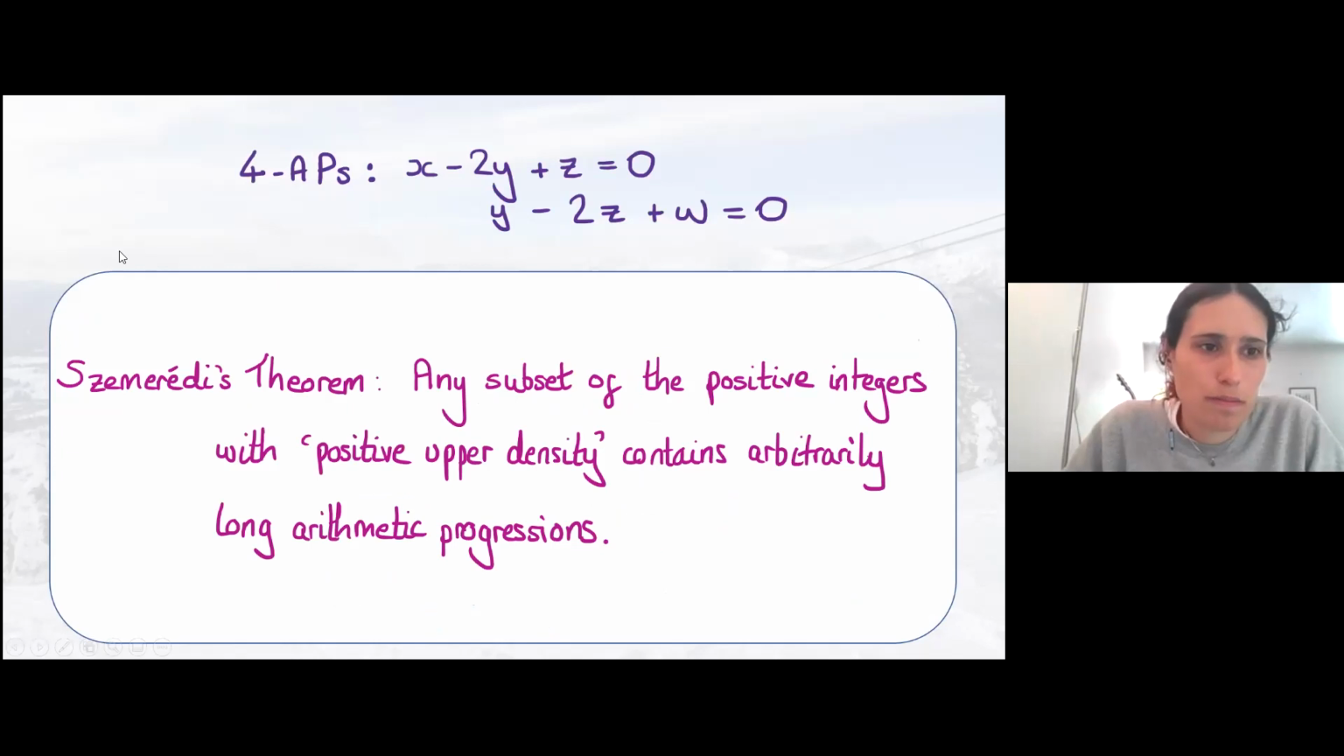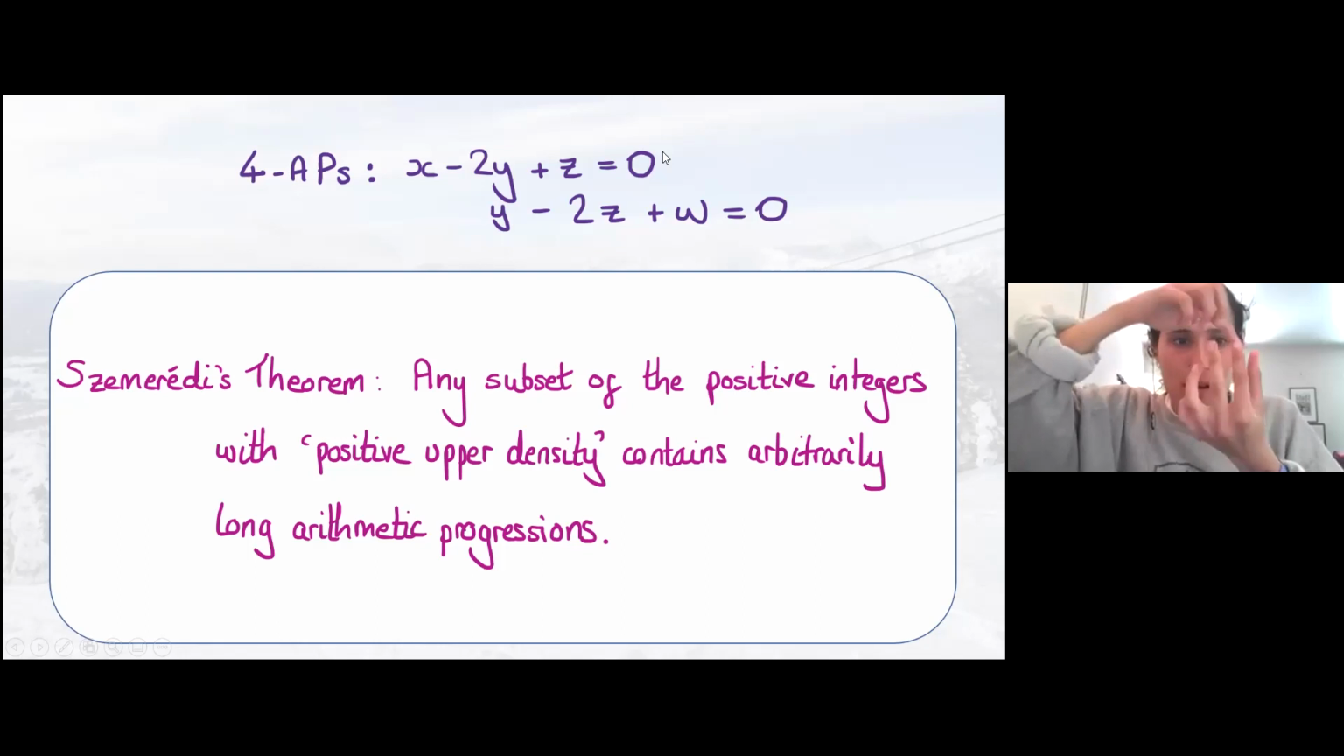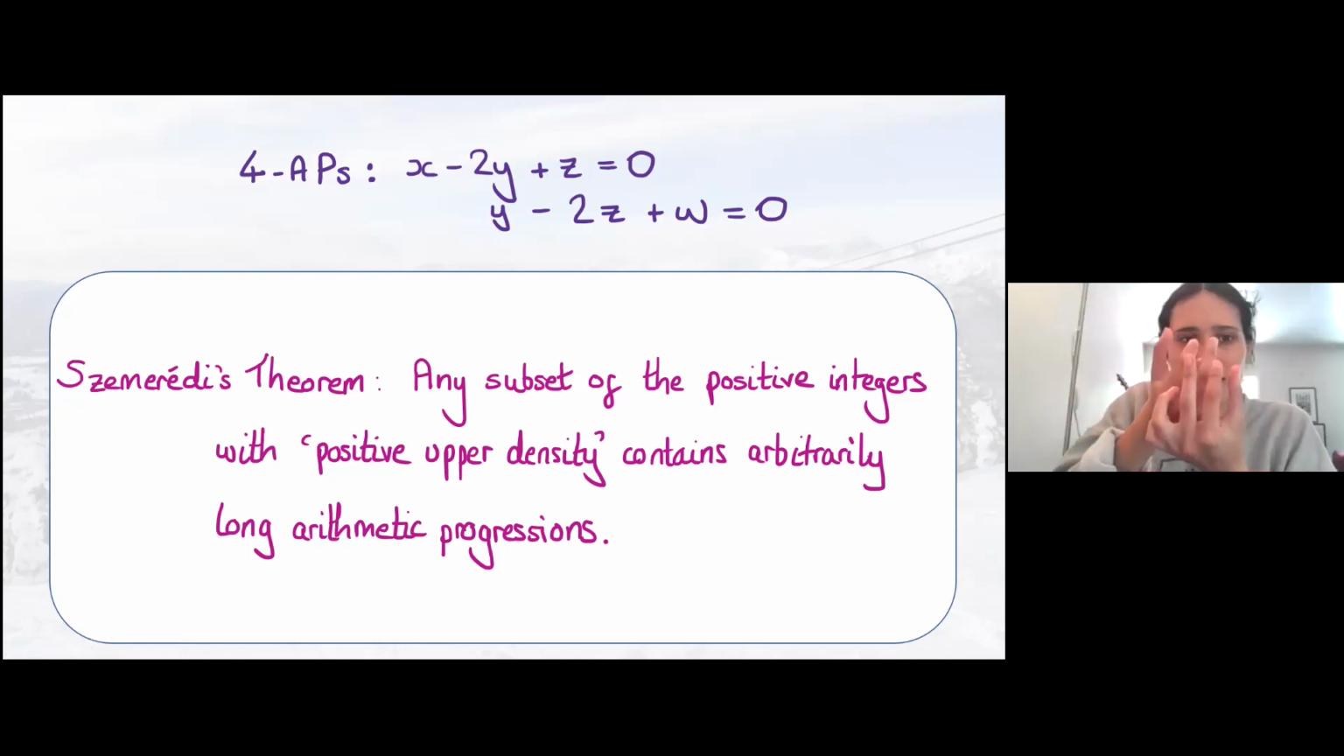People also prove similar things about 4-term arithmetic progressions, and k-term arithmetic progressions. Let's pay particular attention to this 4-term arithmetic progression because we're going to be talking about them a bit later. This is a system of 2 equations, and each one individually is a 3-term arithmetic progression. The first equation says your first 3 variables are in a 3-term arithmetic progression. Your second equation says your second 3 variables are in a 3-term arithmetic progression. So together they're in a 4-term arithmetic progression. And Szemerédi's theorem is basically a version of Roth's theorem, but for k-term arithmetic progressions.